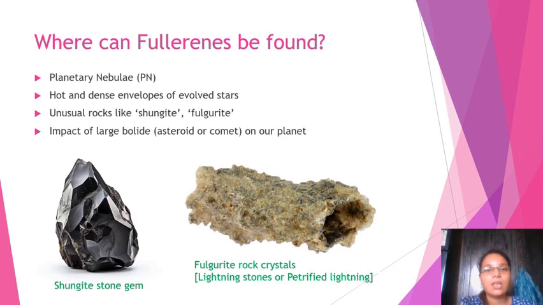Shungite is basically a highly metamorphized coal. Fulgurite, on the other hand, is a glassy rock that forms when lightning hits the ground. Fullerenes have also been detected in deposits associated with two separate events involving the impact of a large bolide, meaning asteroid or comet, on the Earth.